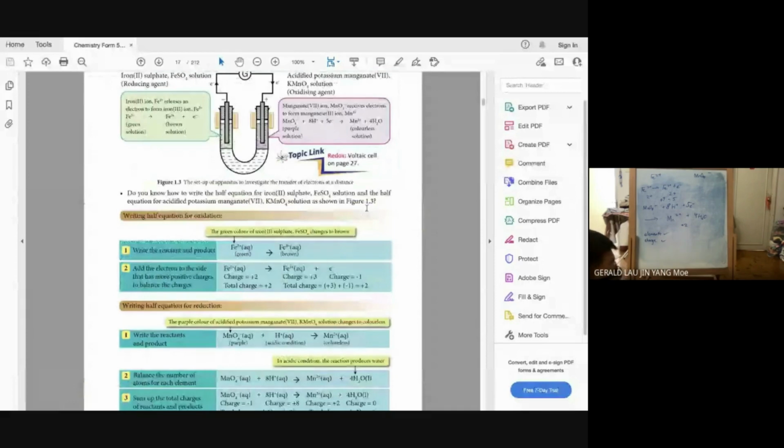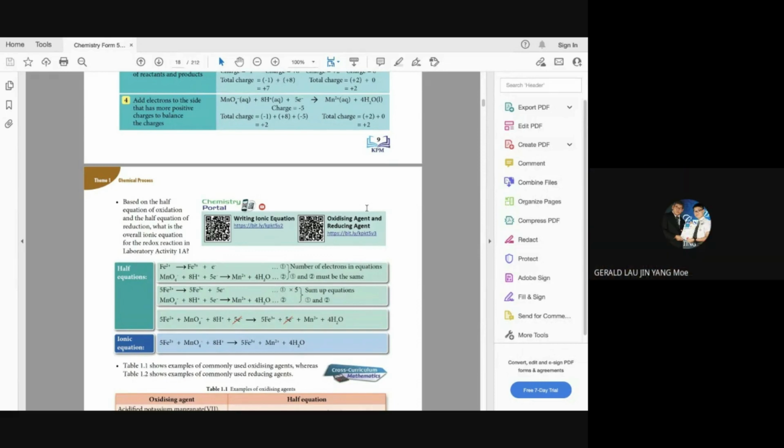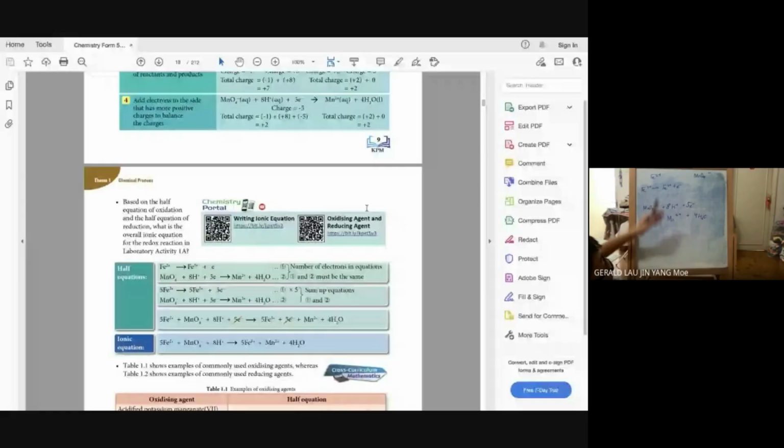Now you already have 2 half equations. Remember, a half equation is half, right? It's 2 parts. So when you have both, you can combine them together to form an ionic equation. Reactants will of course be on the left side and products on the right side. But first of all, before you combine, you have to look at the electrons.